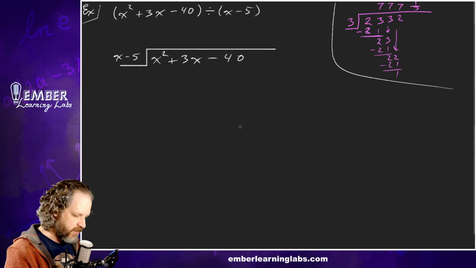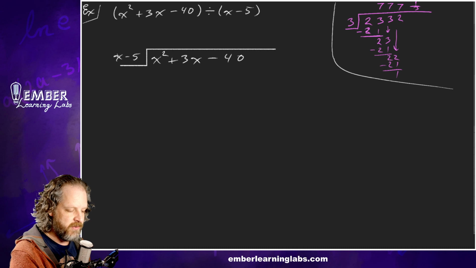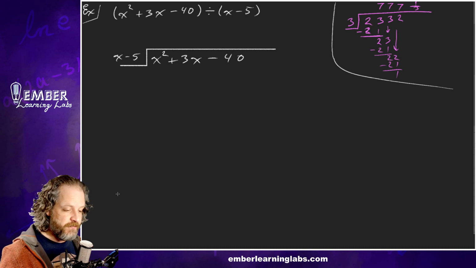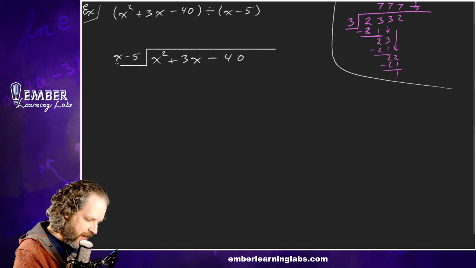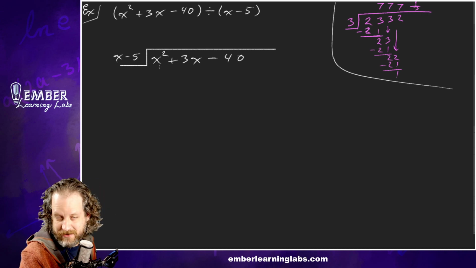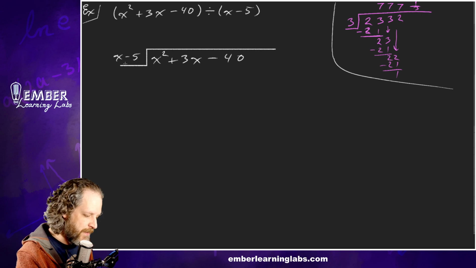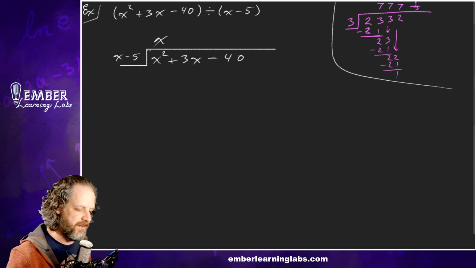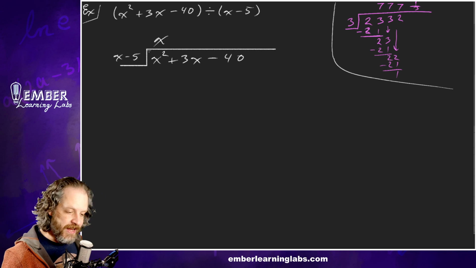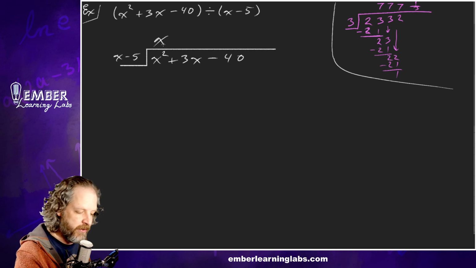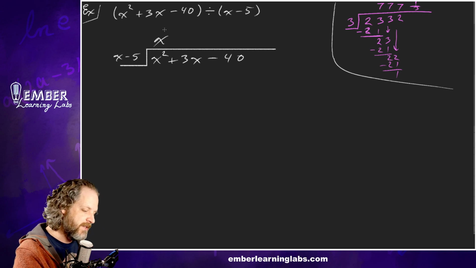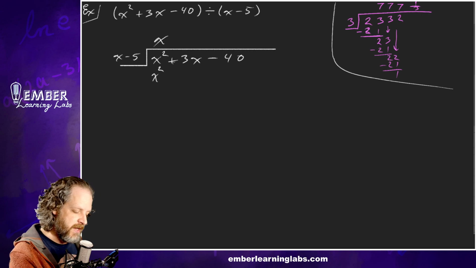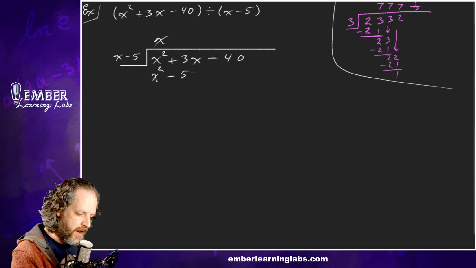So see, it's in descending order, 2, 1, 0, 1, 0, right? So the first step is the same thing. Remember, we see how many times this goes into that. How many times does x go into x squared? Well, x squared divided by x is x. So it goes into it x times. The next step after we did that was to multiply. We're going to do the same thing, but you have to multiply it times both things, so you're going to distribute. So x times x is x squared. x times negative 5 is negative 5x.